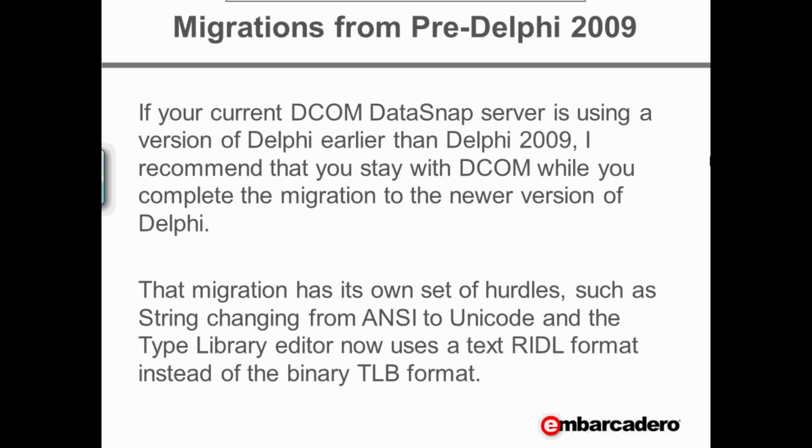So if your current DCOM DataSnap server is using a version of Delphi that's earlier than 2009, I recommend that you stay with DCOM while you complete your migration to the newer version of Delphi. That migration has its own set of hurdles, such as the string changing from ANSI to Unicode and the type library editor now using RIDL format instead of the binary TLB format. Accomplishing that migration first before the DBX migration will simplify things, I believe.